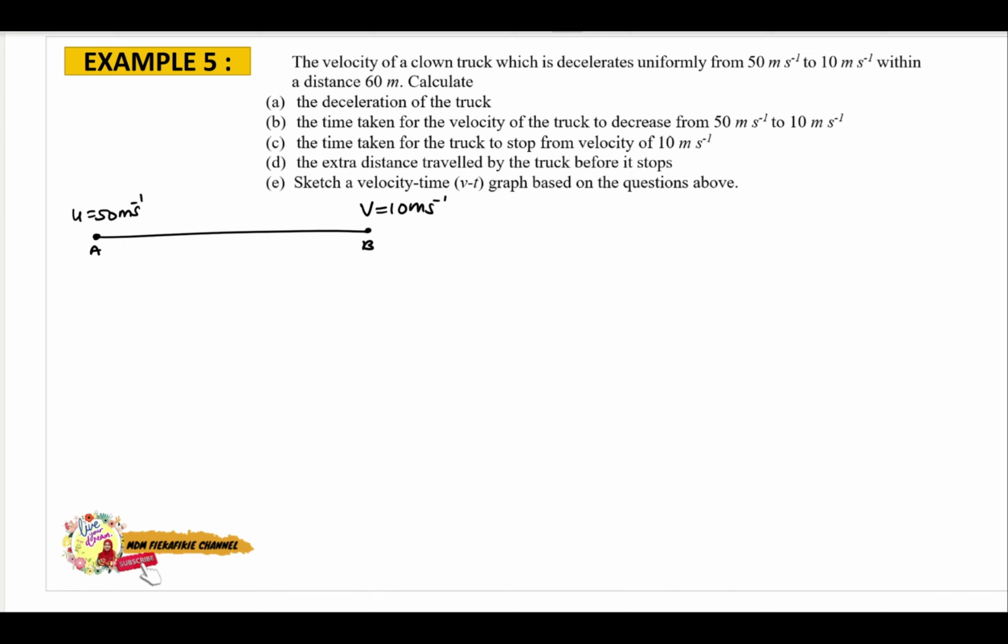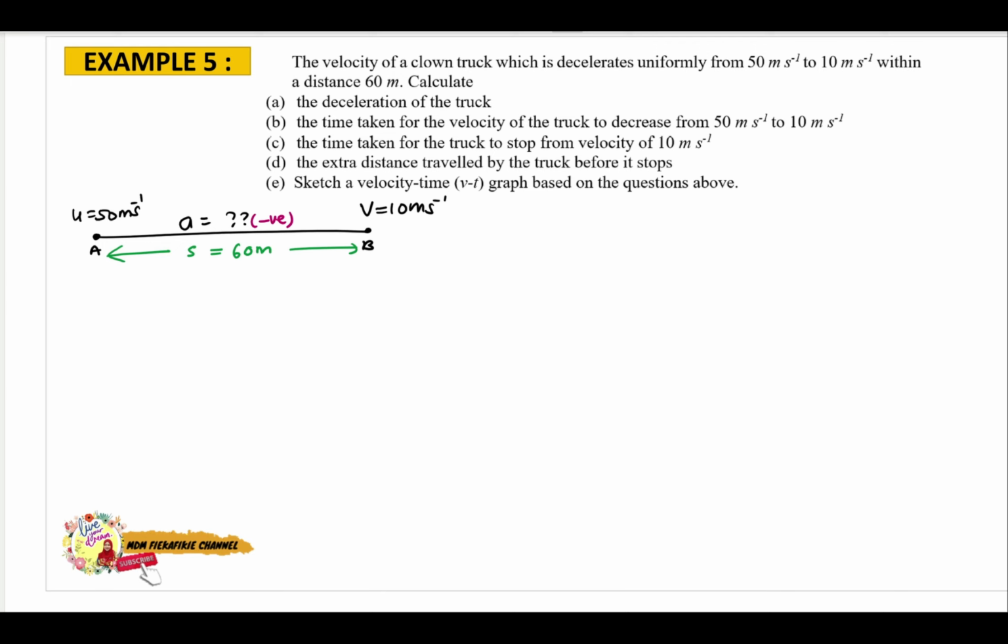Bila dia decelerate, kita tak tahu berapa nilai A dia lah. Tapi sebab dia decelerate, we consider in positive direction. So it must be negative value. And then the distance, again, from A to B, it is 60 meter. Okay, macam tu. 60 meter. Okay. So, and then, ada lagi tak? Okay, tak ada.